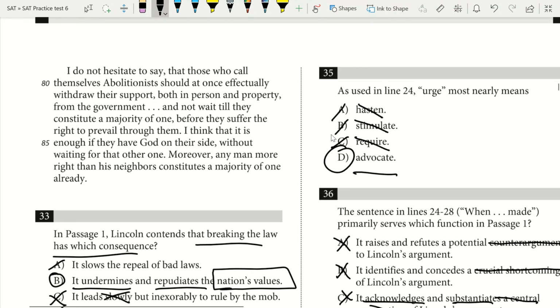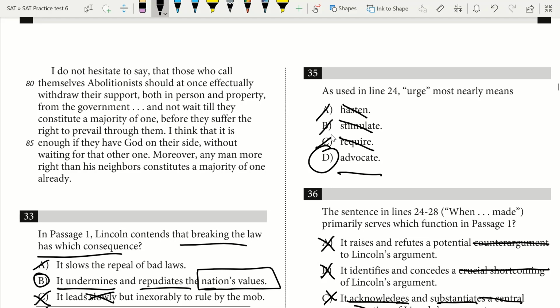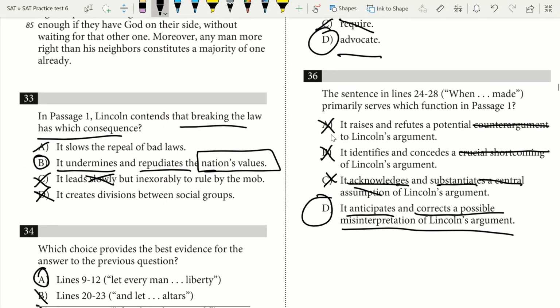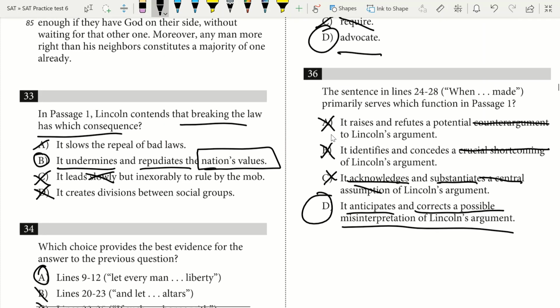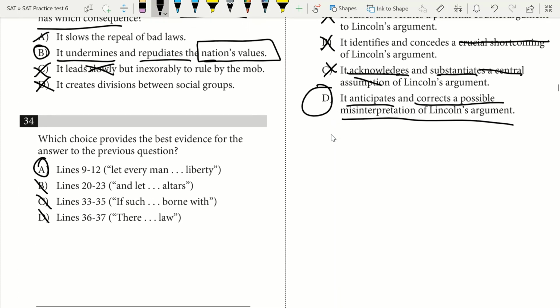I do not hesitate to say that those who call themselves abolitionists should at once effectually withdraw their support, both in person and property, from the government, and not wait until they constitute a majority of one, before they suffer the right to prevail through them. I think that it is enough if they have God on their side without waiting for another one. Moreover, any man more right than his neighbor constitutes a majority of one already.